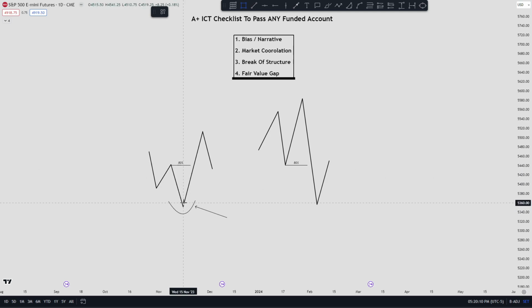So whenever you see a big impulse leg up like this, more often than not, there will be a fair value gap in it. And something like this, where you can take a long here and then see a continuation higher. Same thing here, more often than not.